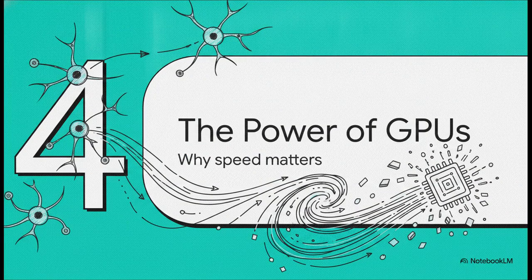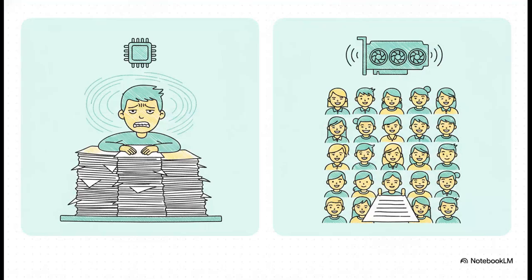Part 4. The power of GPUs, why speed matters. So why does speed matter? Well, this really comes down to the hardware. A normal computer processor, or CPU, is fantastic at handling one task after another. It's kind of like one brilliant student solving 1,000 math problems sequentially. It gets the job done, but it takes a lot of time.